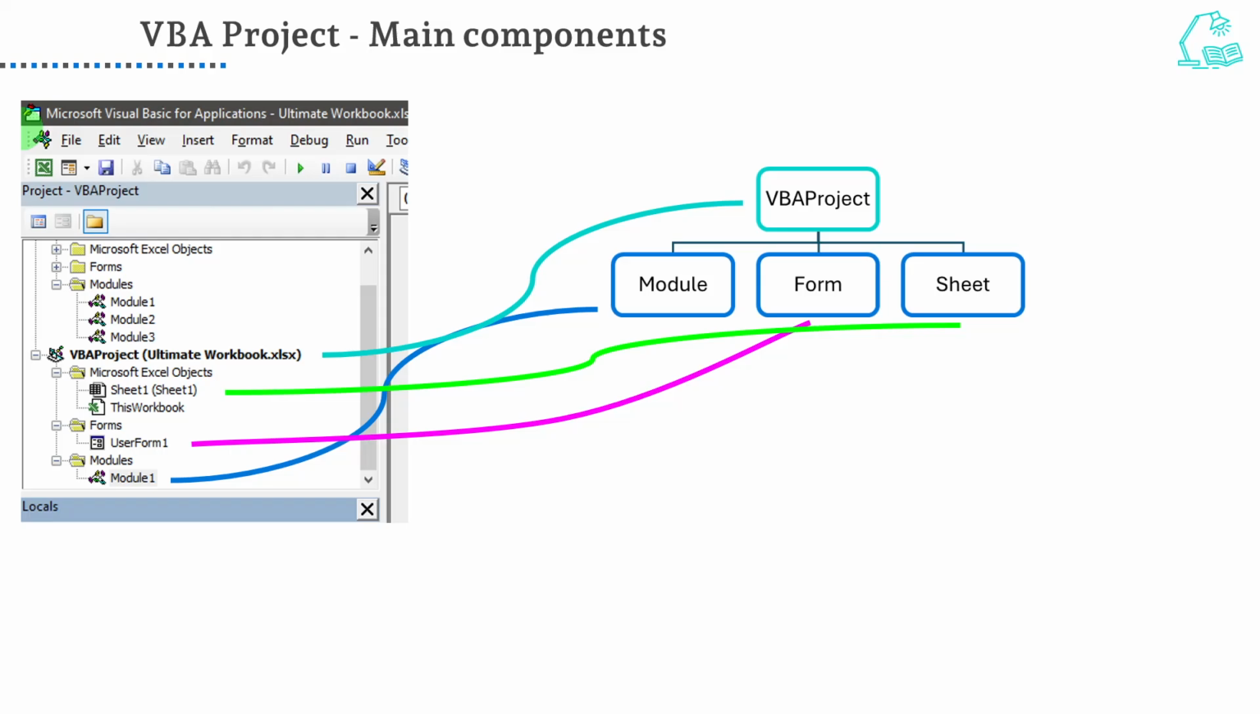Understanding these main items, VBA project, module, form, and sheet, is crucial for effectively managing and organizing your VBA projects. Each component plays a specific role in the structure and functionality of your VBA applications.